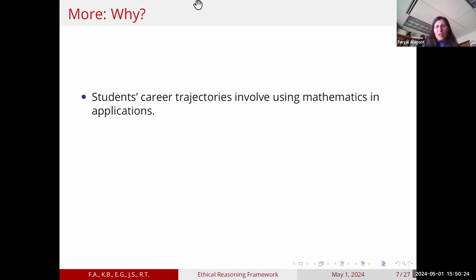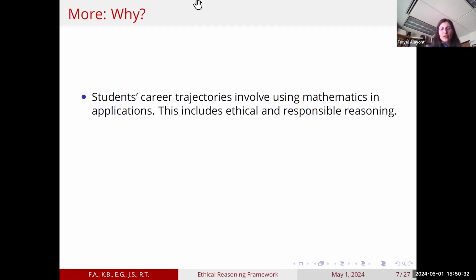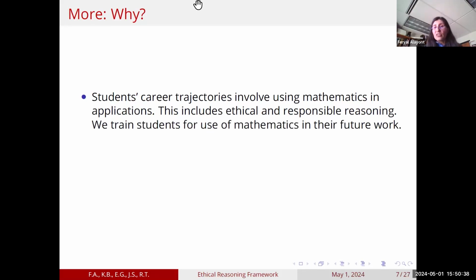So their situations might be slightly different than mathematical modeling problems. So if our job is to train our students for their future careers, and if that includes ethical and responsible reasoning, then we should teach that part of the mathematical modeling as well.